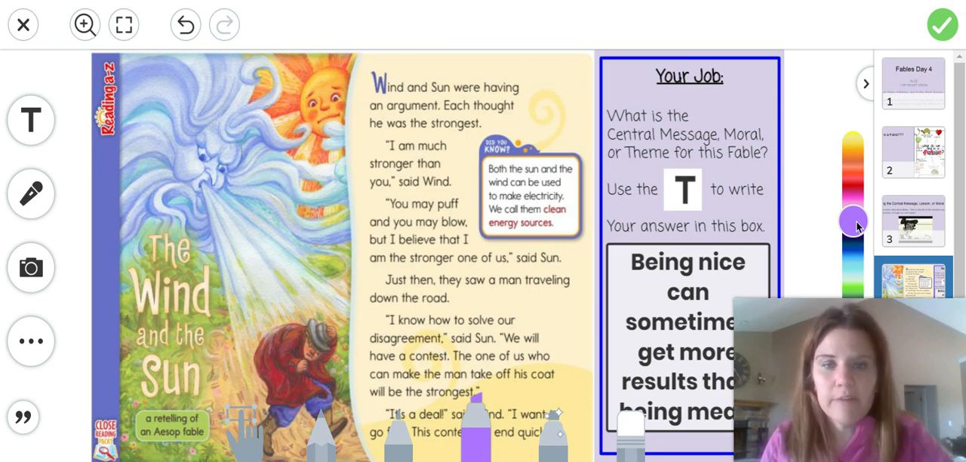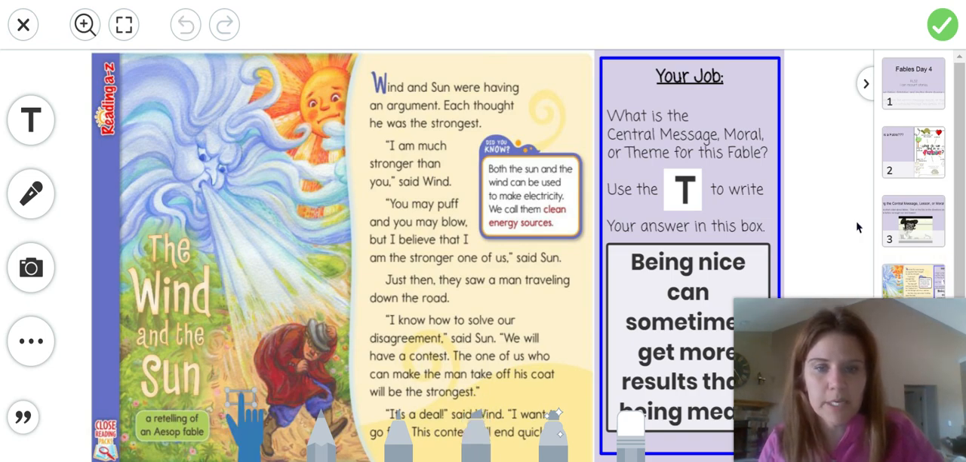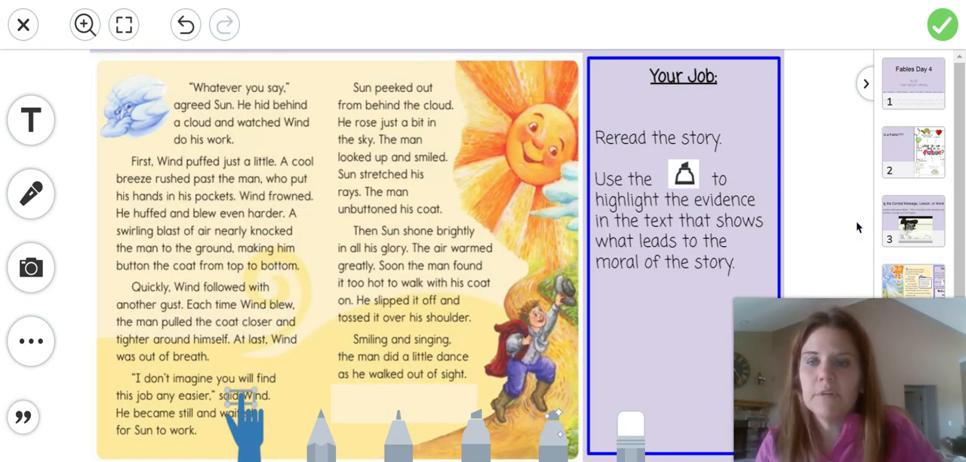Okay, so Wind and Sun were having an argument. Each thought they were the strongest. I'm much stronger than you. You may puff and blow, but I believe I am stronger. They saw the man. They decided they were going to try to get him to take off his jacket. All right, so I don't think I see any clues on this page that talk about how sometimes being nice gets more results.